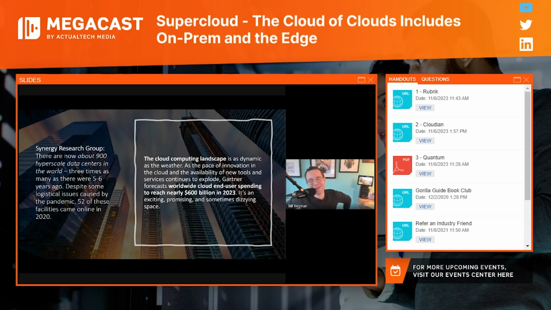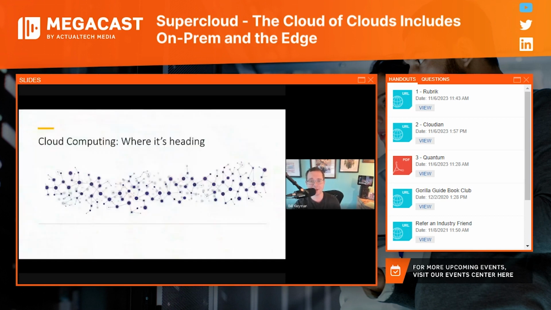And as the pace of innovation in the cloud and availability of these new tools and services continue to explode, this was interesting. Gartner forecasts that worldwide cloud end user spending is going to reach, oh my gosh, nearly 600 billion with a B by the end of this year. And it's a dizzying and an exciting and promising space for us to be in. Now we know the metrics, and I've tried to point this out throughout the day, but let's take a look at where it's necessarily going.